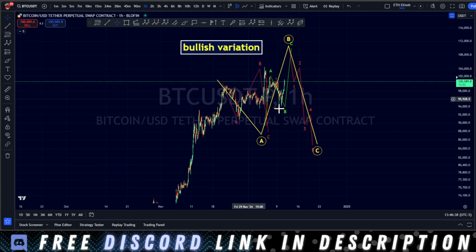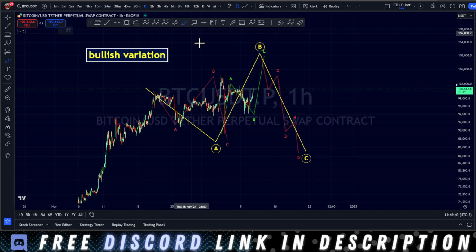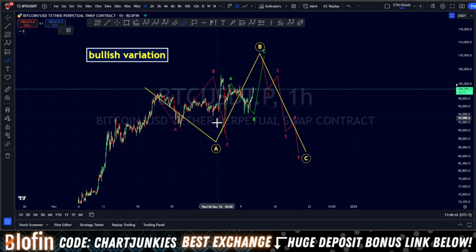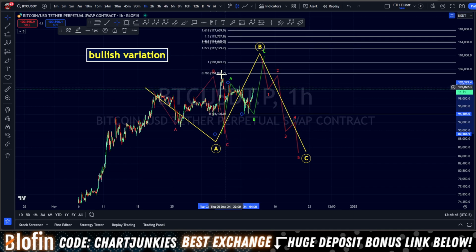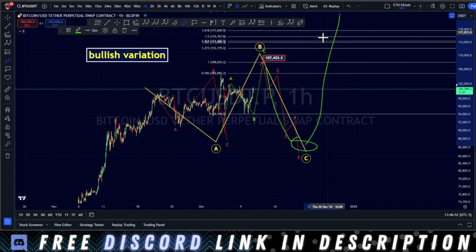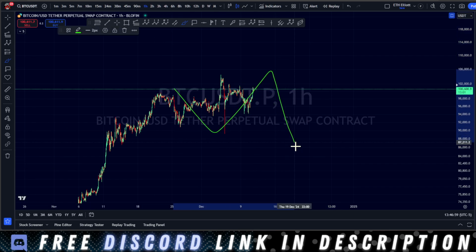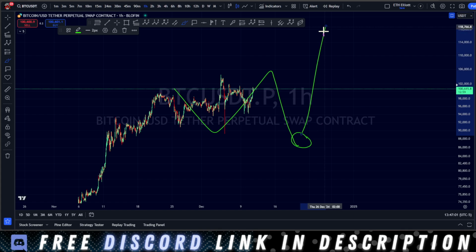First variation is we take the high out, but we're putting in a flat, a very complex flat. For this, I am pulling the 1-to-1 right here. Targets would be around 107, and then a quick dump, and then continuation up to 120, 130, right? That's bullish variation number one. Essentially just boom, boom, boom. That's your corrective look. Boom, 130, right?